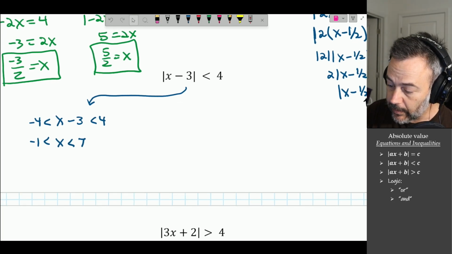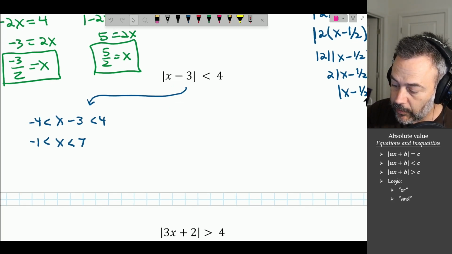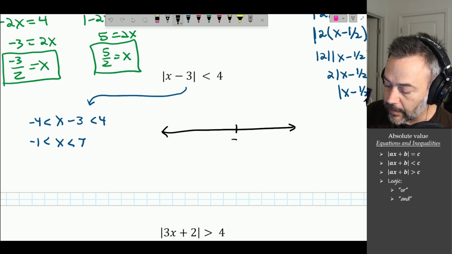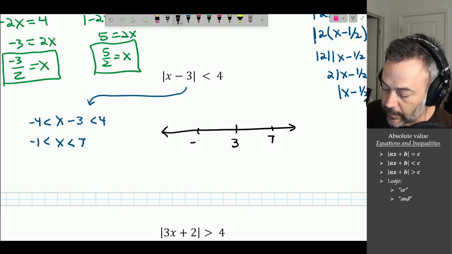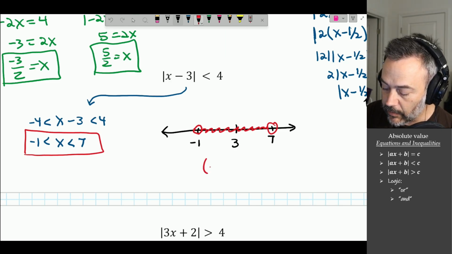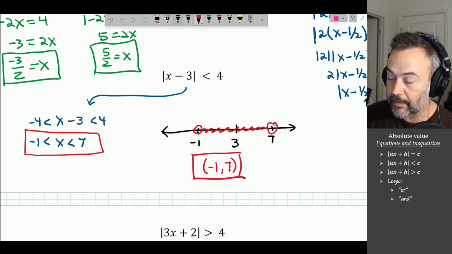And then the graphical approach would be that the center is 3, and we go right by 4 to 7, and we go left by 4 to -1, and the graph is everything in between. So we have this solution, we have the graph shown here, and the interval notation, which we also learned would be from -1 to 7.